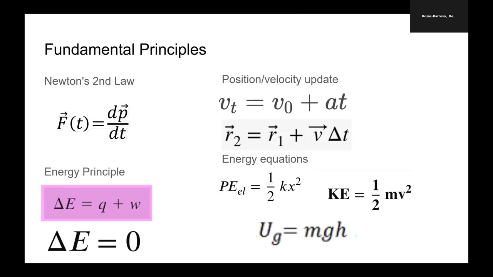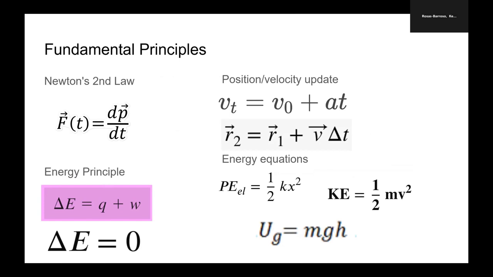So here's some fundamental principles. First up, we got Newton's second law, which states that the system's changing momentum is proportional to the net force applied. And then we got the energy principle, which states that the change in energy equals the sum of the work done by the surroundings and the thermal energy exchanged with the surroundings. However, for this lab, we can state that there is no work done on the system and there is no thermal energy done on the system, which means that the sum of all the energies, or the change in energy, equals zero.